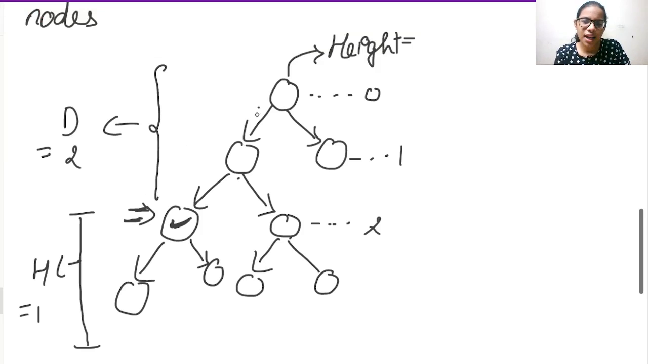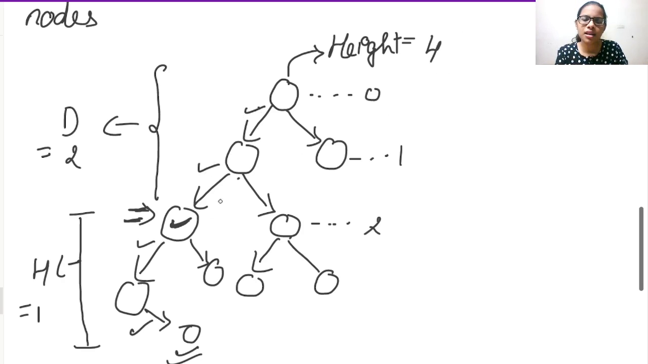Okay, so over here height will be 1, 2, 3. Let us consider one more node over here. So this one will be the deepest node that I draw. So 1, 2, then we have 3 and 4. So height over here will be 4.